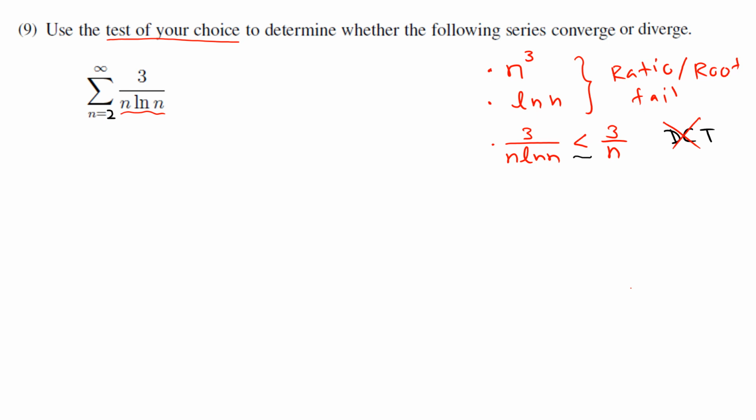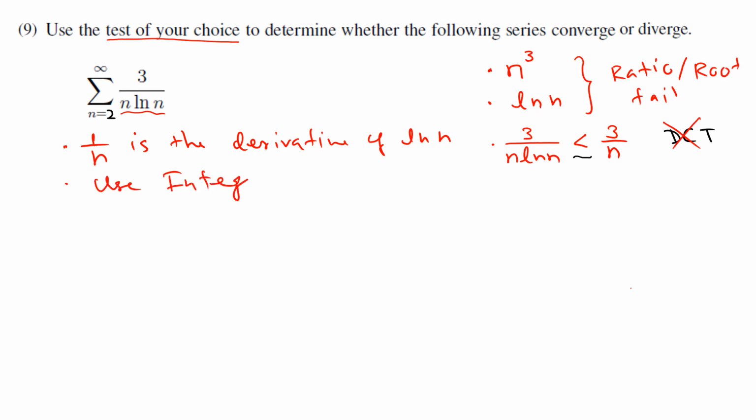So the easiest way to look at this problem is, you can see 1 over n. You notice that 1 over n is the derivative of ln n. Because of that, we can use the integral test. So use the integral test, and that's the only test that works for this one. That's the obvious test that can be used here.